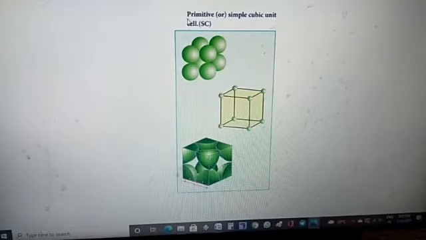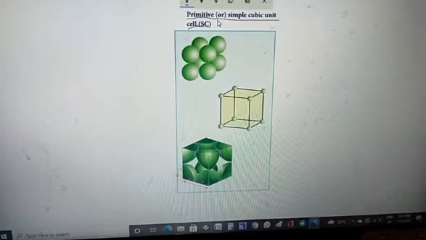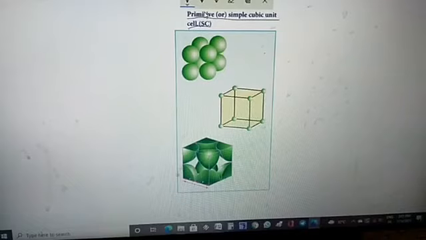Primitive cubic unit cell is also called a simple cubic unit cell. What is primitive? In our previous session I explained that a primitive unit cell is a unit cell which has constituent particles only at the corners. Here in this primitive cubic unit cell the constituent particles are present only at the corners. Such unit cells are called primitive unit cells.